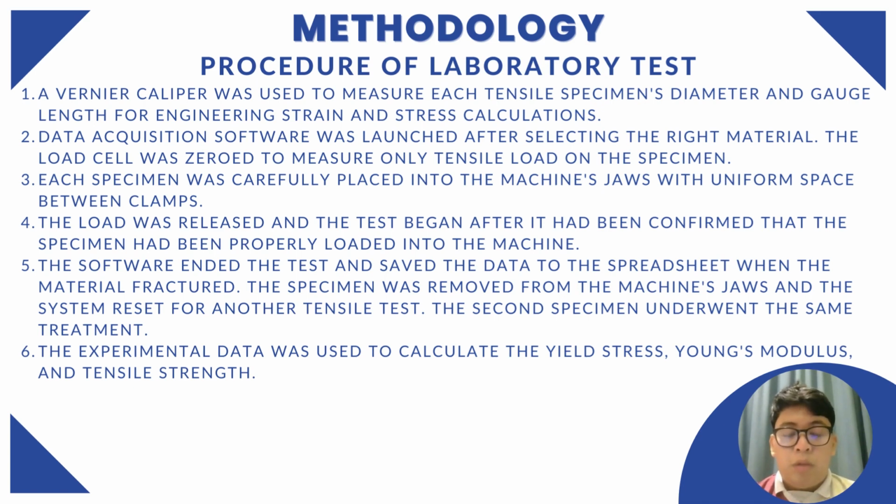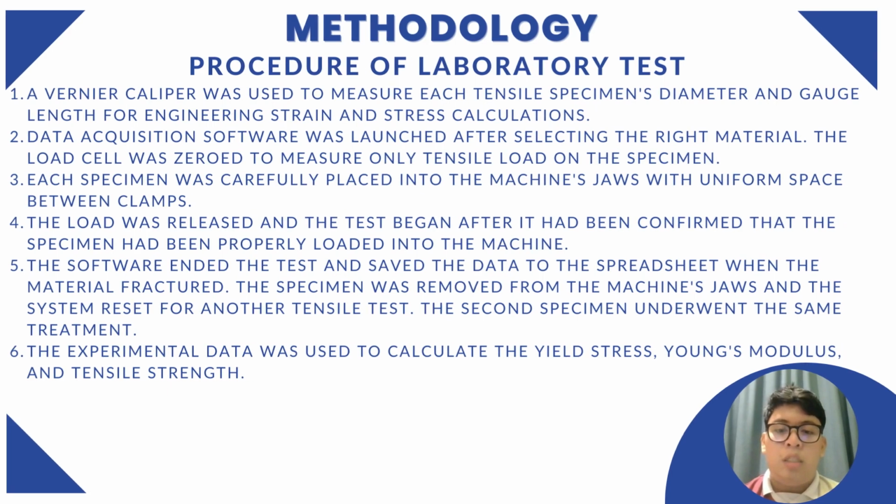The specimen was removed from the machine's jaws and the system reset for another tensile test. The second specimen underwent the same treatment. And lastly, the experimental data was used to calculate the yield stress, Young modulus, and tensile strength.